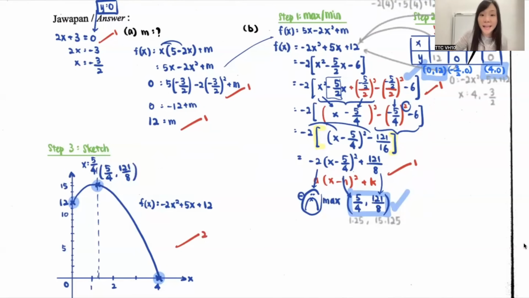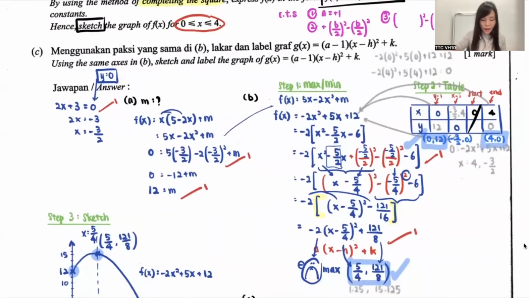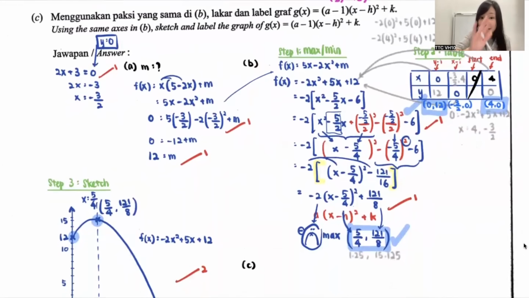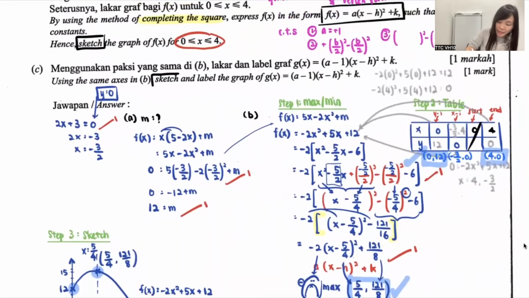Yeah. This is B. Let's move on. C. C, they say what? Okay, read for you. Using the same axis in B means using the same graph. No need to draw again. But they want you to sketch and label this equation.